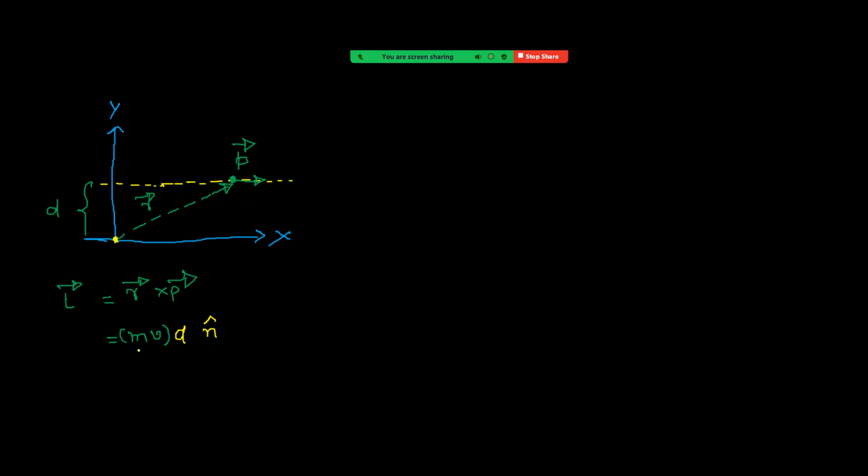Okay. Next, mass is a constant, v is a constant, d is also constant. Okay. Its distance from the x-axis is not changing. So no change in magnitude, no change in direction. That means L bar is a constant.